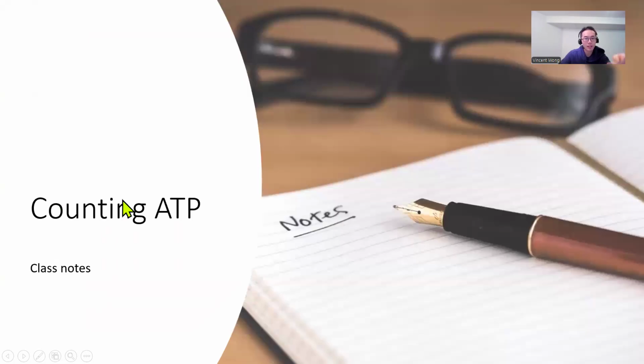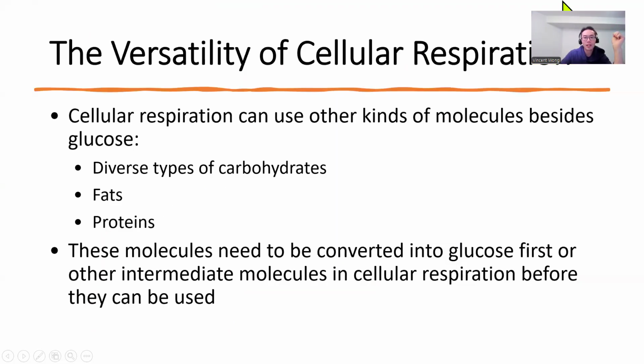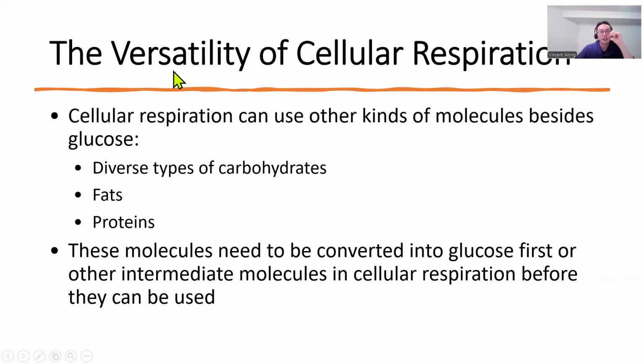I will go through counting ATPs in a bit. Over here, there's a slide. You don't have to find it, okay? It's very straightforward stuff. The versatility of cellular respiration. Even though we prefer to burn glucose, we can actually use other macromolecules as fuel. We can use fats, we can use proteins.